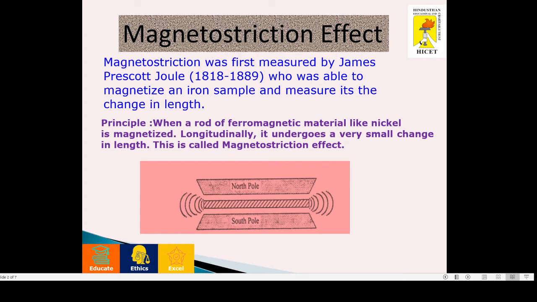The principle of the magnetostriction effect: when a strong ferromagnetic substance like iron, nickel, or cobalt is magnetized longitudinally, it undergoes a very small change in length. This is called the magnetostriction effect.